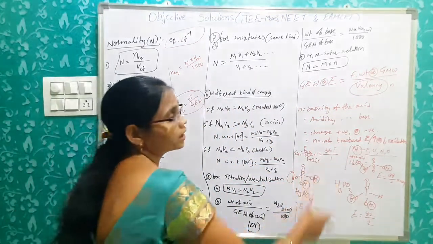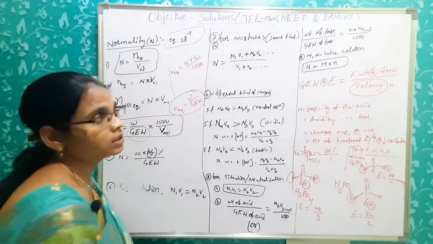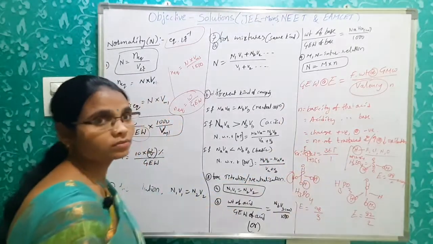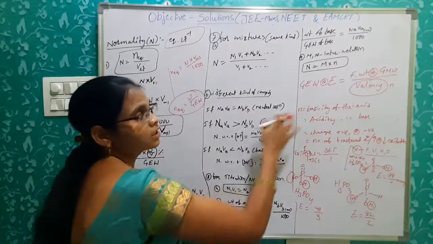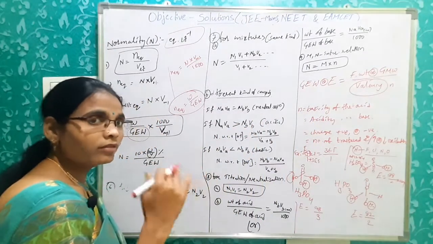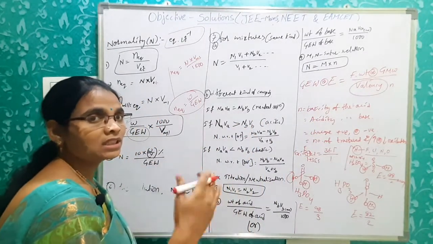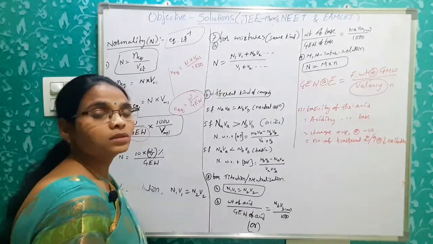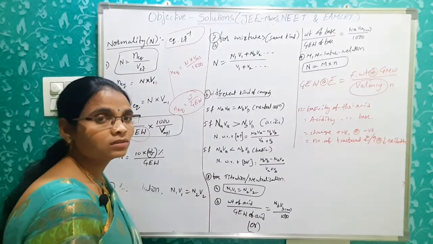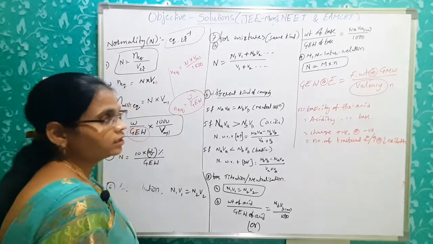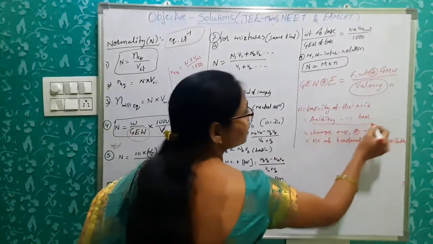In this way you can find gram equivalent weight for acids. We take the basicity of that acid. Basicity means the number of replaceable hydrogen atoms present in that acid. Clear? Suppose basic solutions are given. How to find the equivalent weight? We take the acidity of that base.